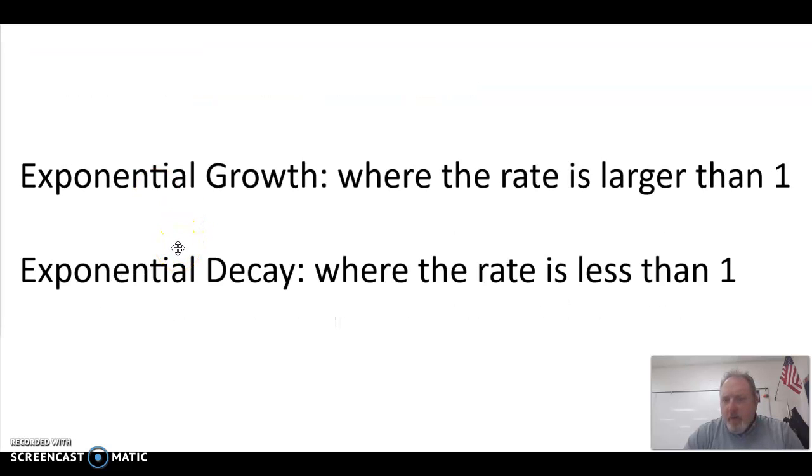So our exponential growth, that's when your rate is larger than 1. Exponential decay is where the rate is less than 1. So obviously if you're growing by 7%, that'd be 1.07, where if you're decreasing by 7%, it'd be 0.93, which would be less than 1.